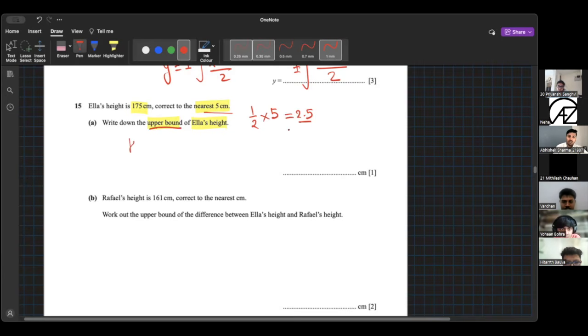So the upper bound for the height is going to be 175 plus 2.5 centimeters. That is 177.5 centimeters.